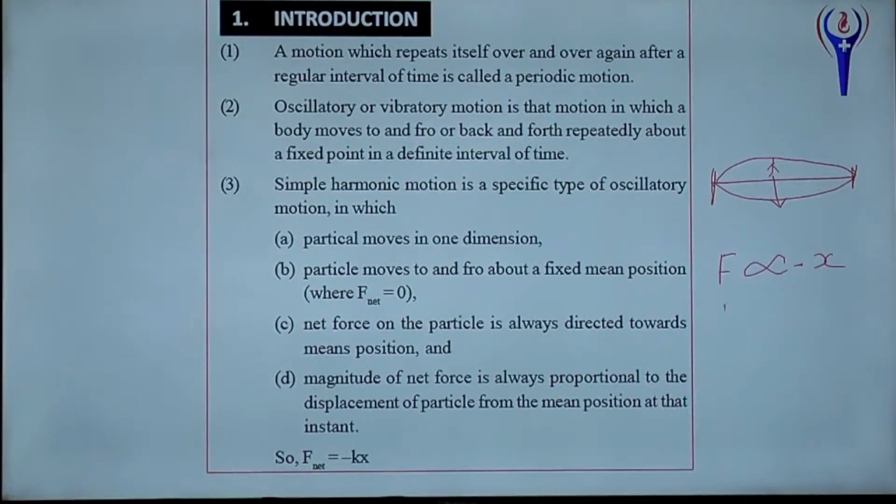And by removing proportionality, we have a constant, that constant only, k into x. And here k is a constant called the force constant. So, F equal to minus kx, and k is a constant called force constant. Its unit is Newton per meter. That is the unit of force constant.